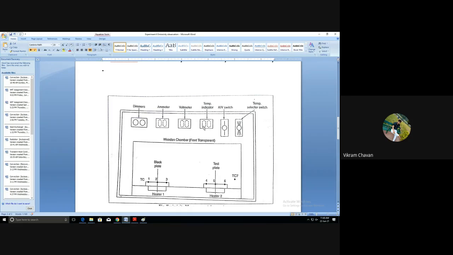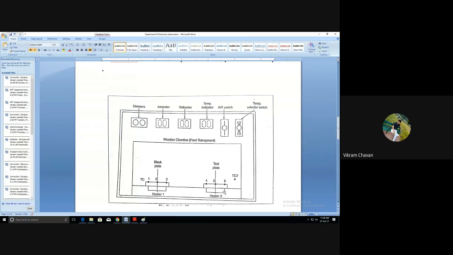The second thing we require is the input heat supply for these two plates. To vary the input heat supply to the heater, two dimmerstats are provided. Dimmerstat 1, the B type dimmerstat, is used for the black body to vary its heat input, and the T type dimmerstat, the nomenclature we have provided for the test plate, varies the heater input for the test plate.